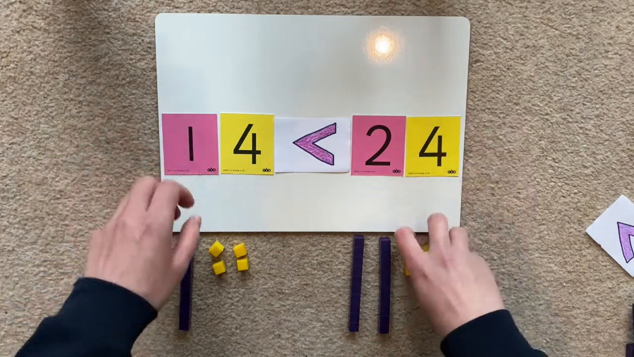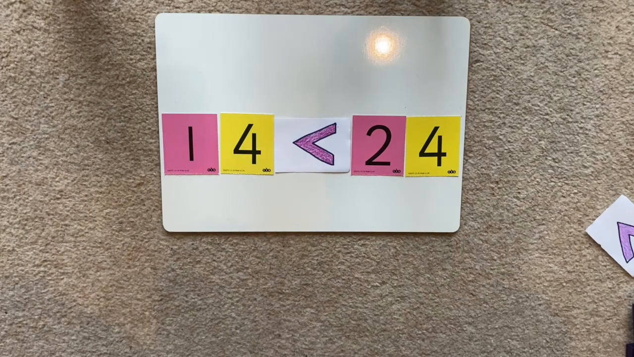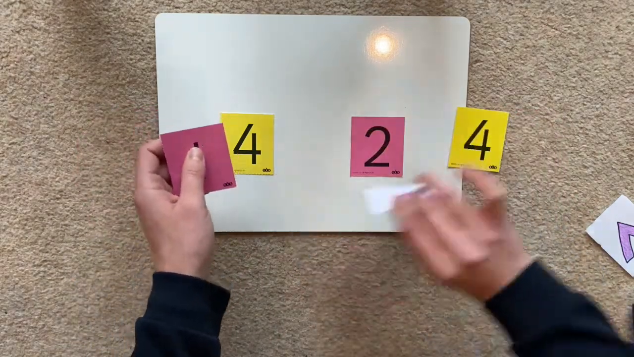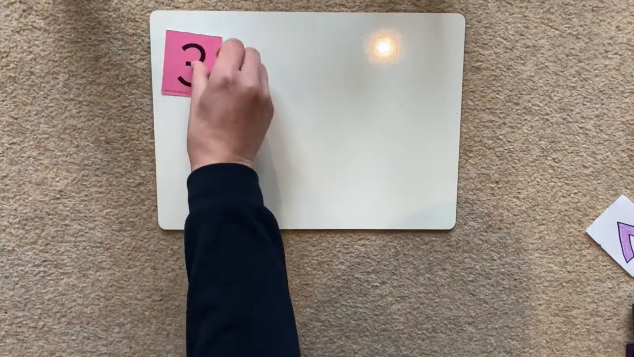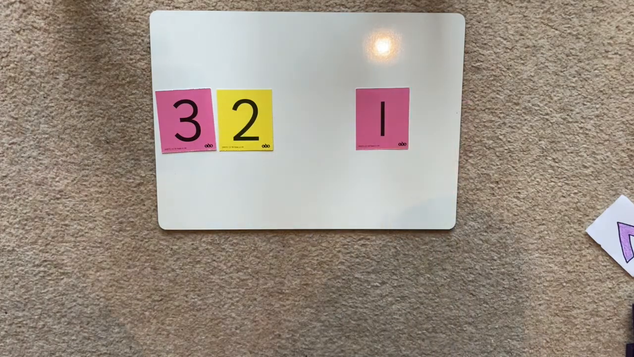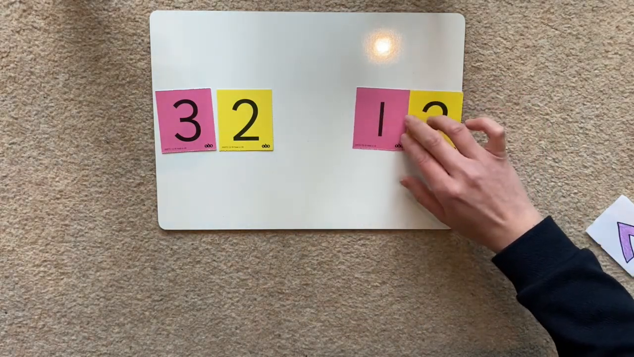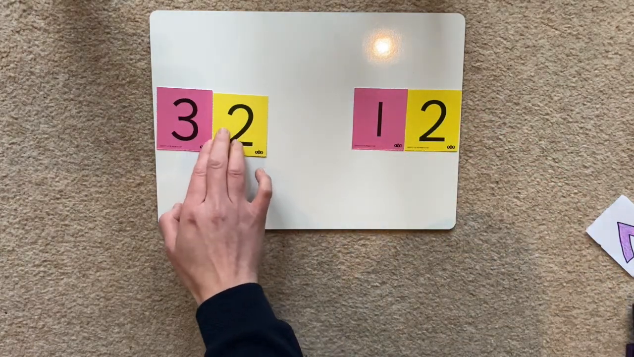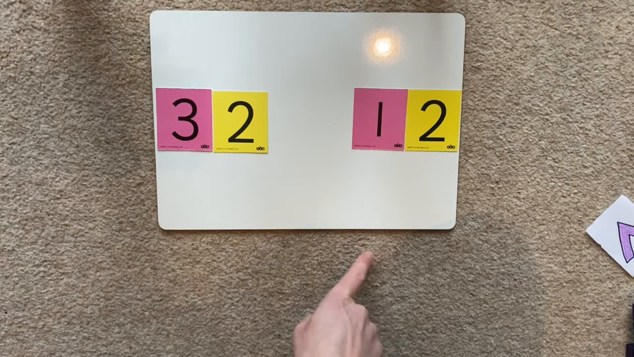Let's do another example. This time we are going to do 32 and 12. I want you to get your paper Deans and make the number 32 and then make the number 12. Off you go.